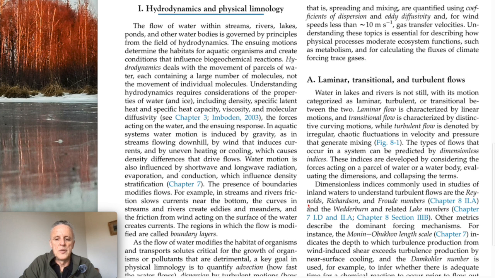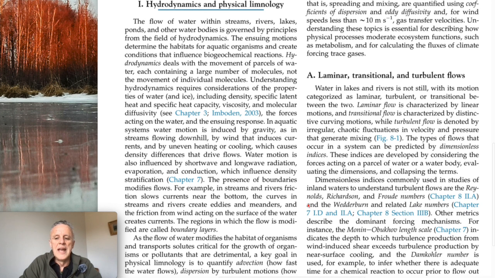Laminar, transitional, and turbulent flows. Water in lakes and rivers is not still, with its motion categorized as laminar, turbulent, or transitional between the two. Laminar flow is characterized by linear motions, and transitional flow is characterized by distinctive curving motions, while turbulent flow is denoted by irregular, chaotic fluctuations in velocity and pressure that generate mixing.